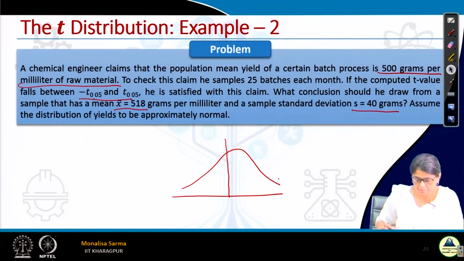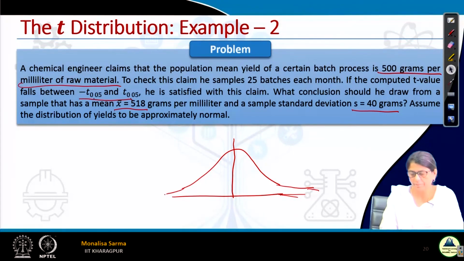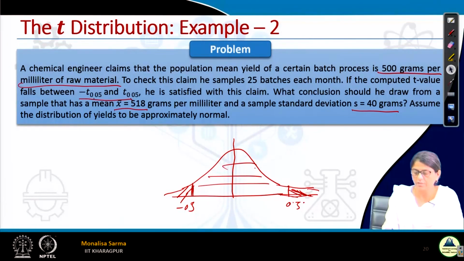Okay, so this is, I am very bad at drawing actually. Okay, so it goes this way. He is satisfied with this claim if it falls within T of minus 0.05 to plus 0.05, meaning this portion to this portion. So he is satisfied if it falls within this range.